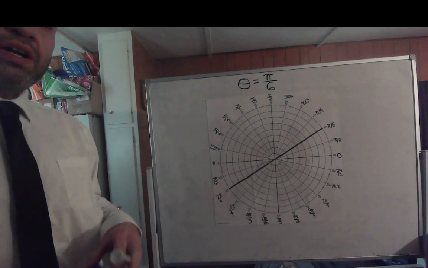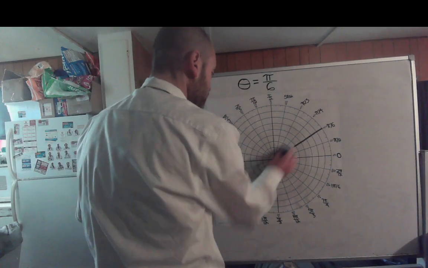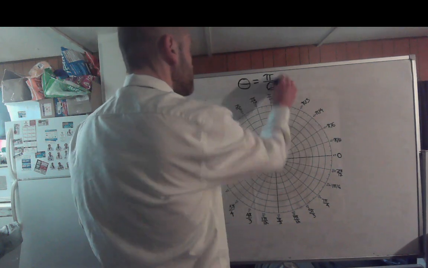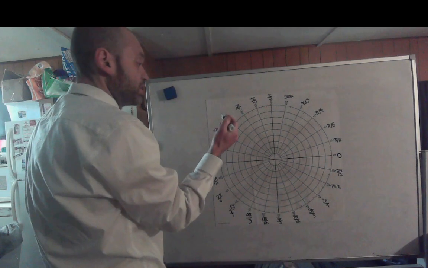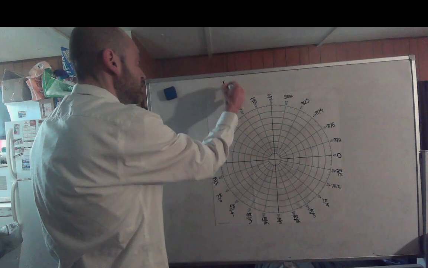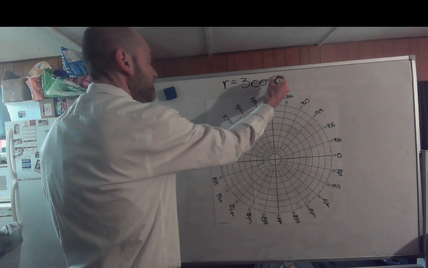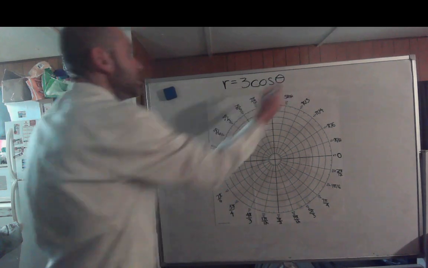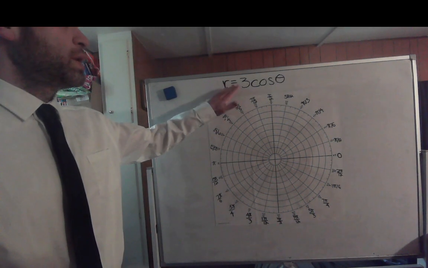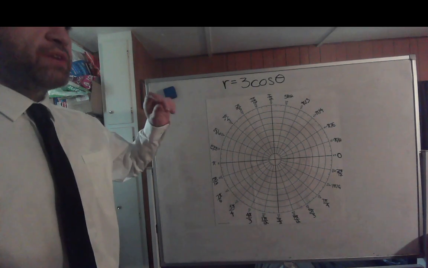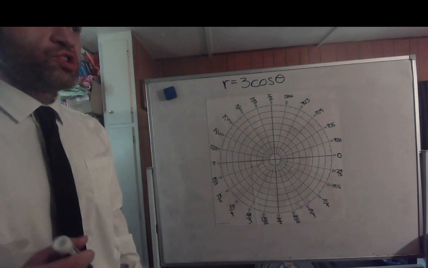Alright, so we've drawn a basic circle, we've drawn lines, now let's get into what you're really here for today. We're just going to start with something really basic here. Let's say r equals 3 times the cosine of theta. So you have r equals 3 cosine of theta. Well, as we've determined, in the first example, that was a circle with the center at the origin.